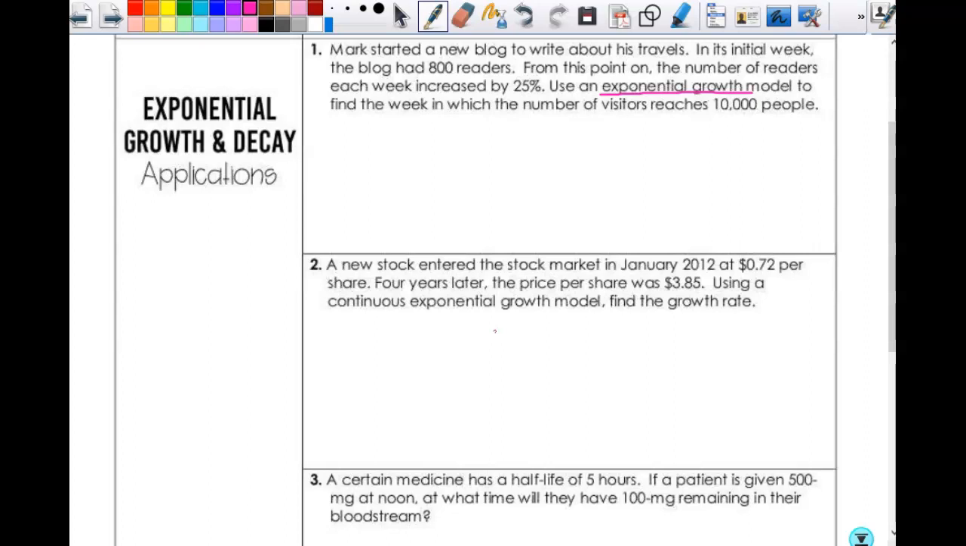Okay, so first we have to decide, we know it's exponential growth. Is it continuous? No. Is it compounded? No. So it's just the plain old exponential increase, right? So that would be f of t equals what? A times 1 plus r to the t power, right? That's the formula we have to use.